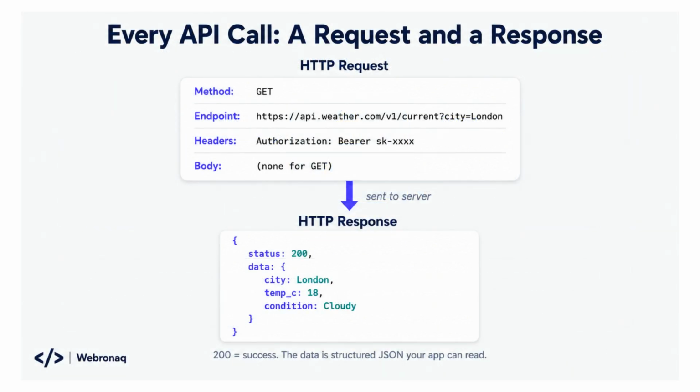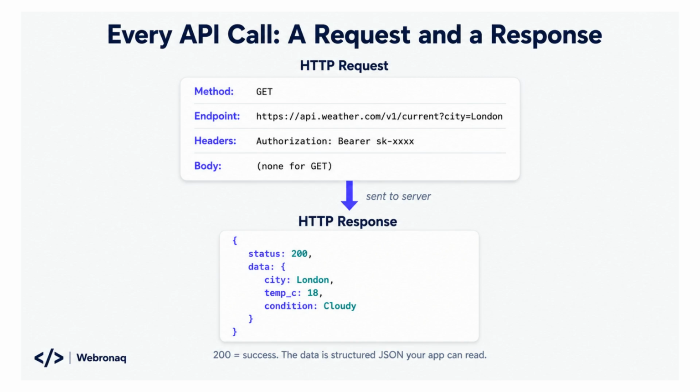Now look at this. Every API interaction has two parts, a request going out and a response coming back. The request has four key ingredients. First, the method, usually GET to fetch data or POST to send it. Second, the endpoint, a URL pointing to the specific resource you want, like fetching current weather for London. Third, headers, which carry metadata like your API key for authentication. Fourth, the body, optional data you send along, not needed for a simple GET.